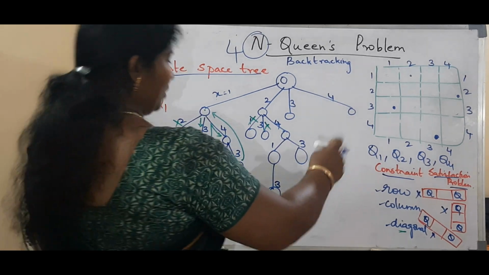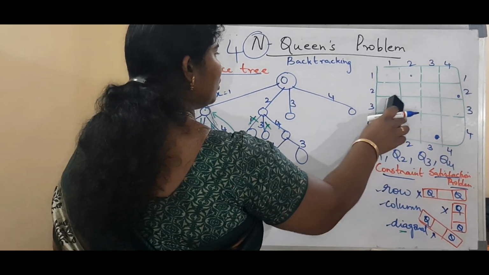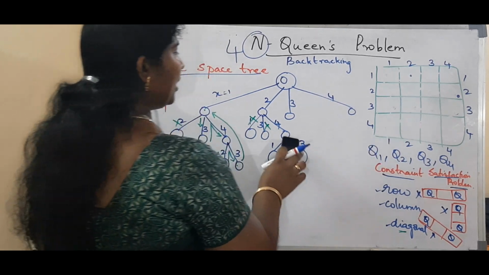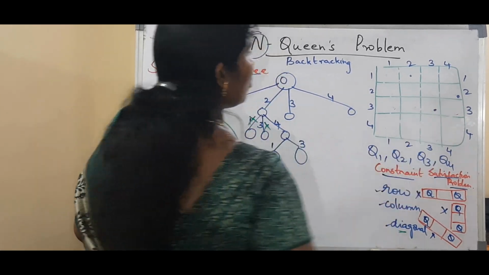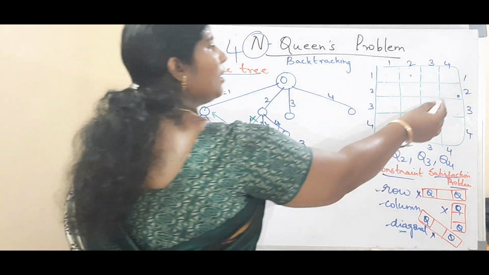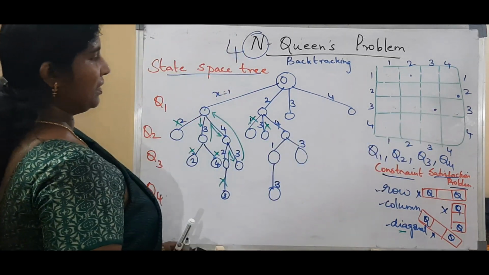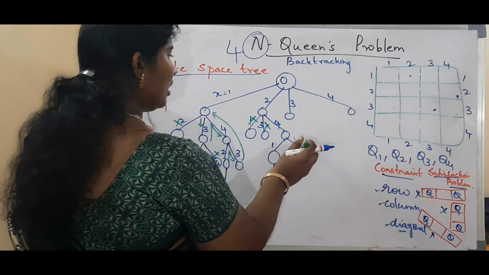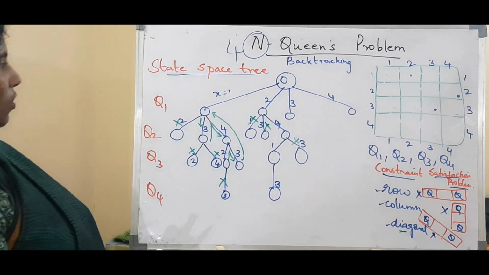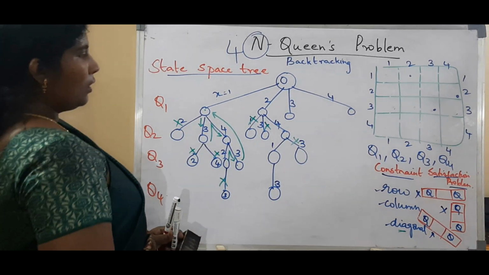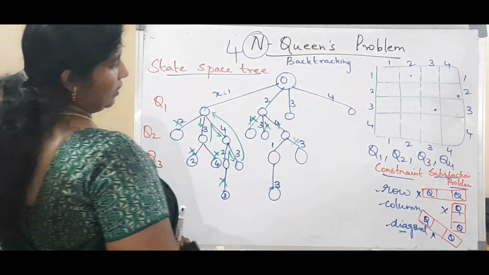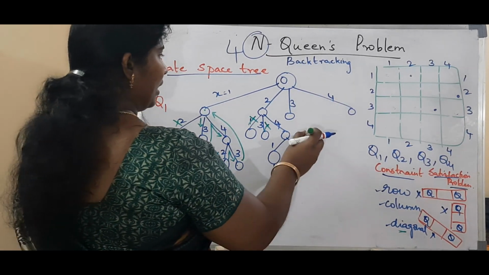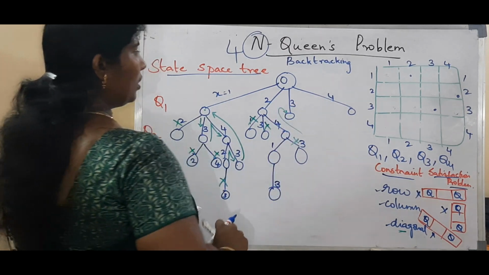Now supposing I have my solution here, placing my third queen in the third column, what happens? They are diagonally present. So this node cannot be a promising node. So now expanding further makes no sense. So I get back and go to the next node.